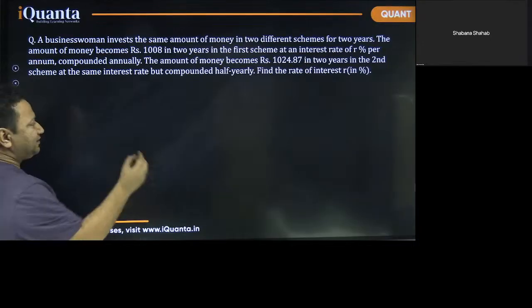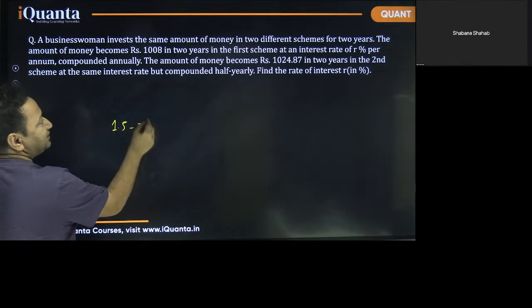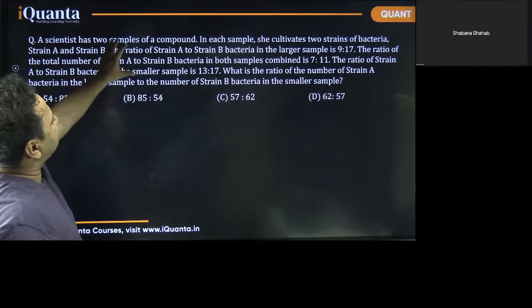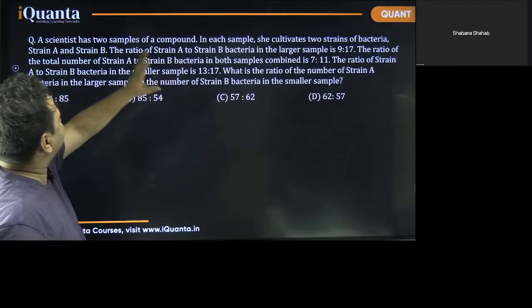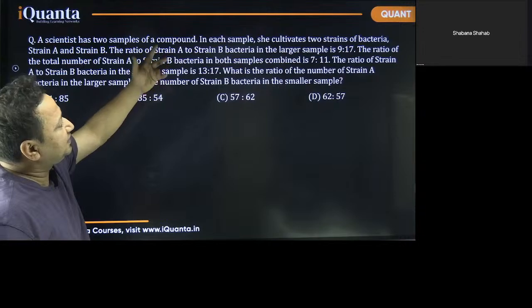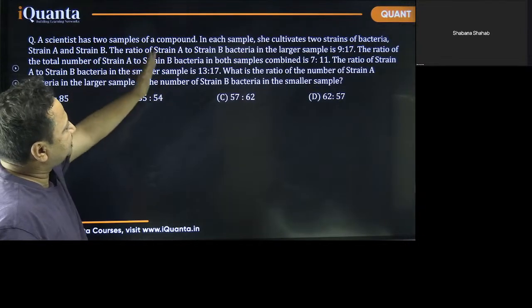But you have calculators, so 1.5 to 2 minutes. But this question is doable. Again, 5 questions are freebies here. A scientist has 2 samples of a compound. In each sample, she cultivates 2 strains of bacteria, strain A and strain B. The ratio of strain A to strain B in the large sample is 9:17. In both the samples combined it is 7:11.